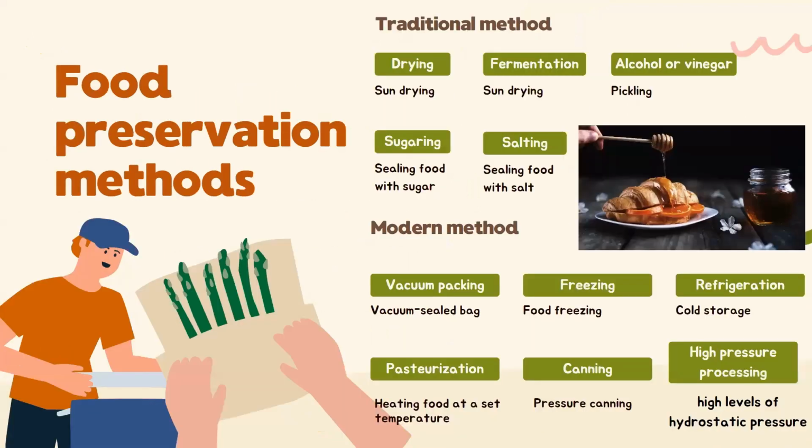Food preservation methods vary based on the type of food, desired shelf life, and intended end use. Proper food preservation helps reduce food waste, ensures food safety, and allows for the availability of a diverse range of foods throughout the year. First, we will talk about the traditional methods of food preservation.